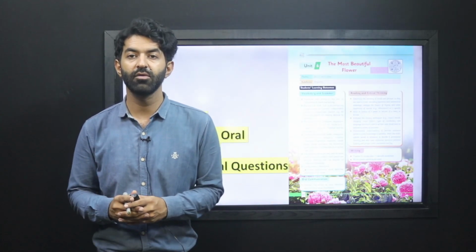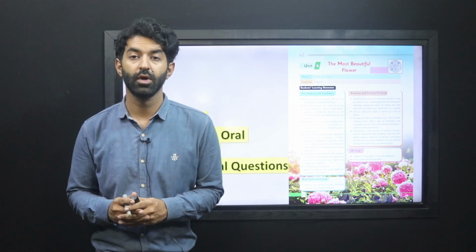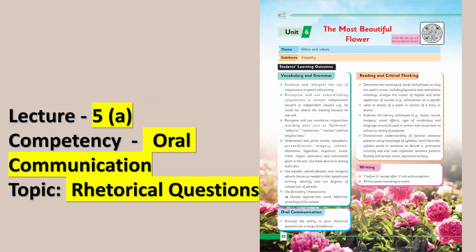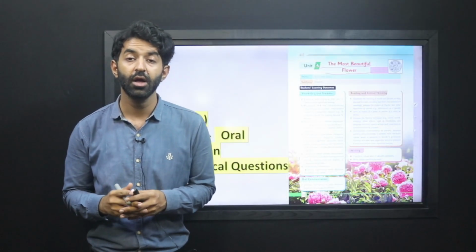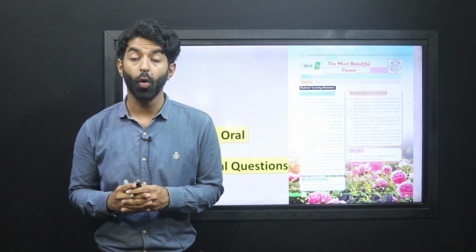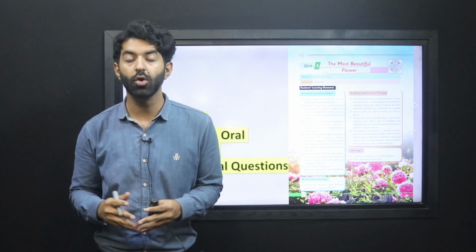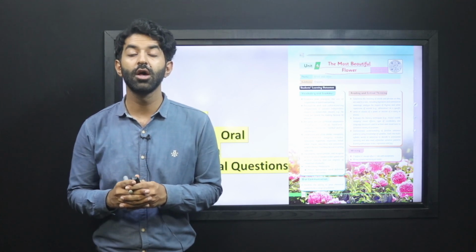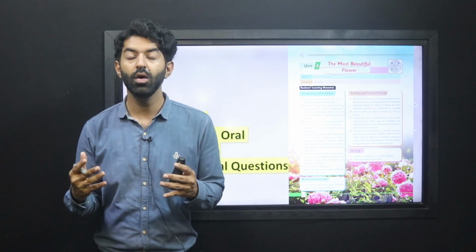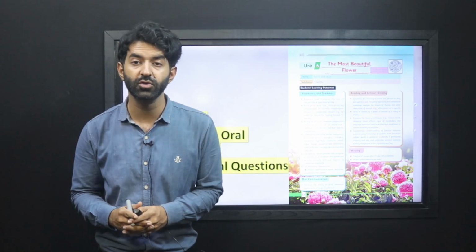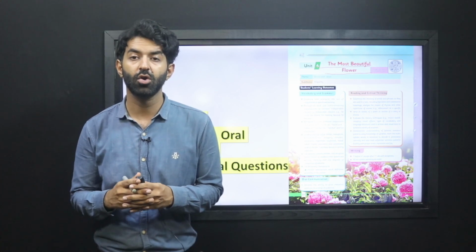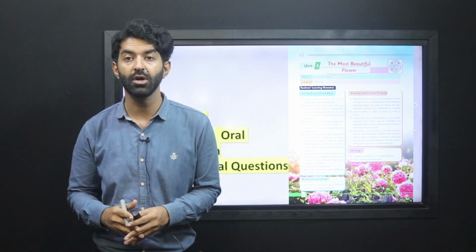Students, let's cover yet another SLO of unit number 6. The title is The Most Beautiful Flower. I hope that you have read this poem and understood it. So now it's time for our oral communication and oral competency. Today we are going to see rhetorical questions, and how we can use rhetorical questions in our daily life, in conversations, and in other scenarios.